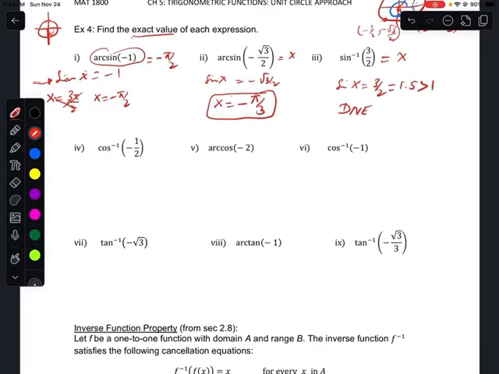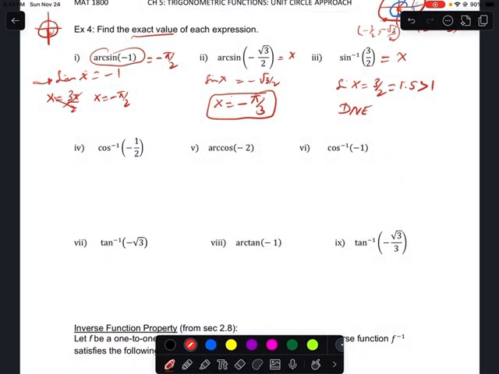So in other words, we are basically looking at something like here. If you read this way, then the value will be 5 pi over 3. But 5 pi over 3 does not lie in the interval negative pi over 2 to pi over 2. So we have to look in this direction. So the answer here will be x is equal to negative pi over 3.